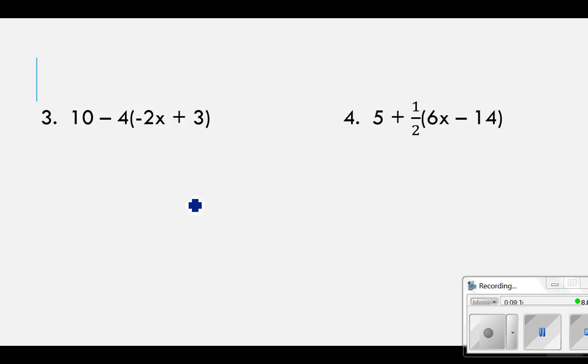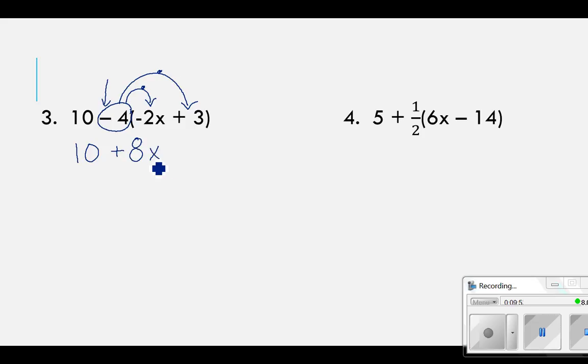Here's the next problem. We have 10 minus 4, parentheses, negative 2x plus 3. This one's a little tricky, and it's because we have this minus sign in front of the 4, which means I'm going to bring down the 10 as is. But I have to circle that negative because that's what I have to distribute into the parentheses. I'm going to draw my arrows. So negative 4 times negative 2 is positive 8x.